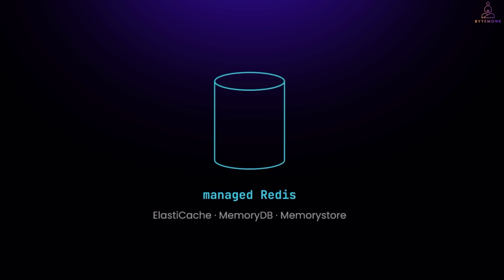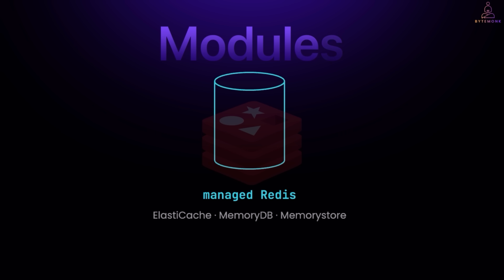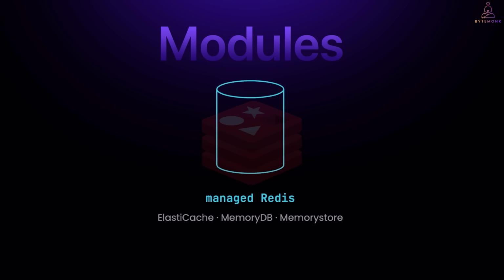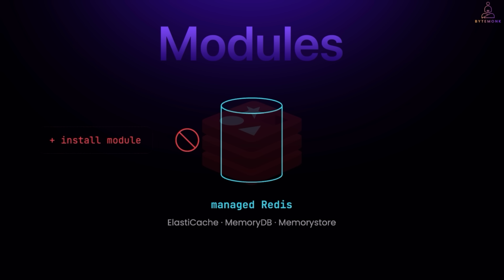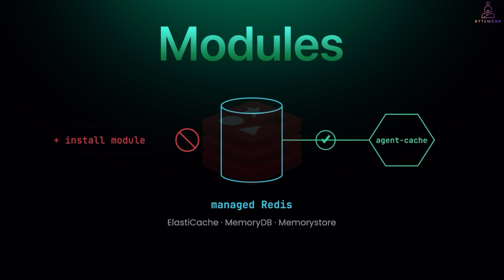Now one last thing, and this one matters a lot in production. A lot of caching tools need extra plugins installed on your database, what Redis calls modules. The catch is that managed services, your ElastiCache, your MemoryDB, your Google Memorystore, do not let you install them. So those tools run fine on your laptop and then fail the moment you deploy. Agent Cache needs none of those plugins. It runs on plain Valkey, which means it runs on the exact managed service you're already paying for.